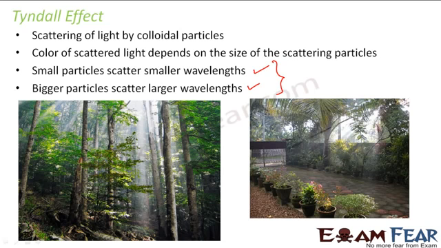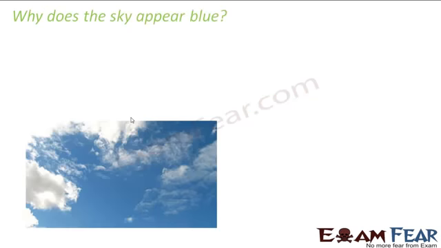When light enters through a very small hole in your window, you are able to view the path of that light, and you can also see the small particles present in that beam of light. So this is known as the Tyndall effect. That is, if the particles present in the atmosphere are very small in size, they will scatter only smaller wavelengths. If they are bigger in size, they will scatter bigger wavelengths. If the particles are big enough, they can even scatter white light because it has a higher wavelength, right? Okay, so it was all about the Tyndall effect.